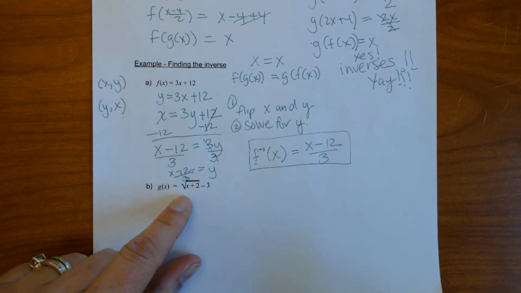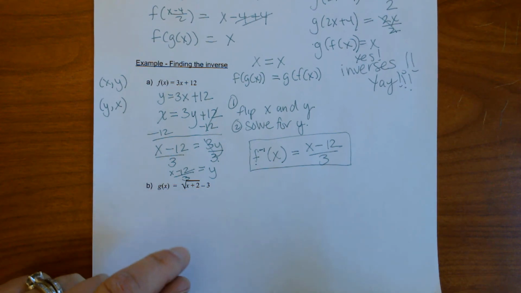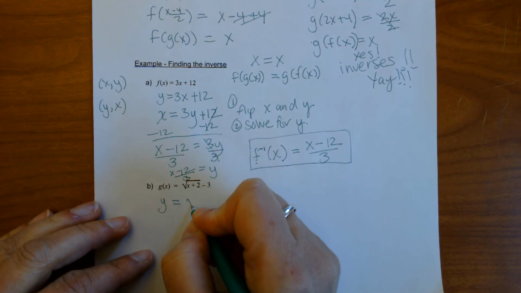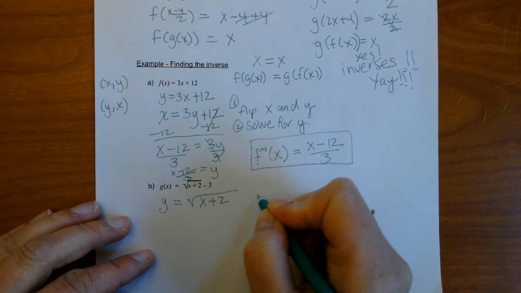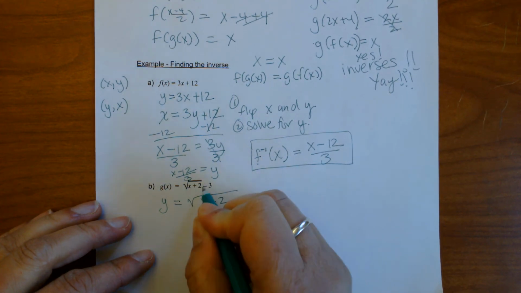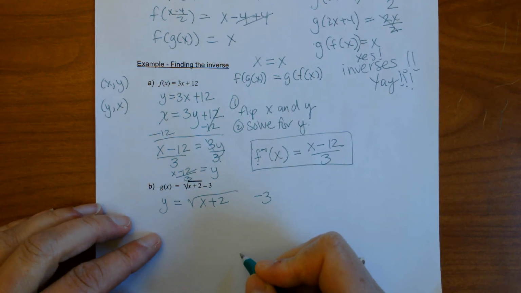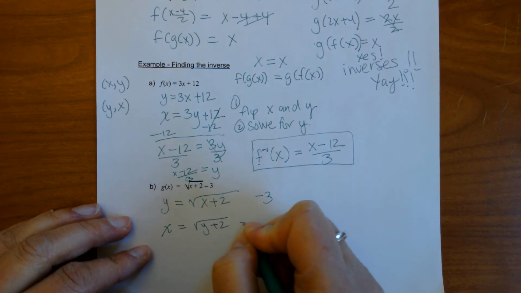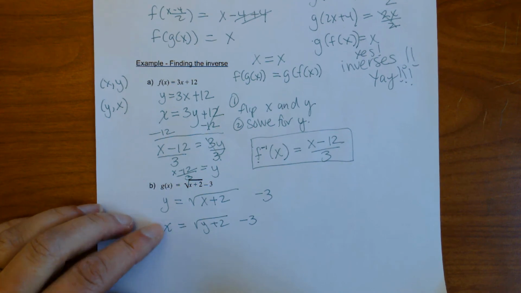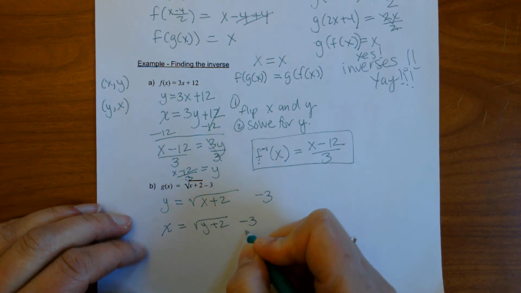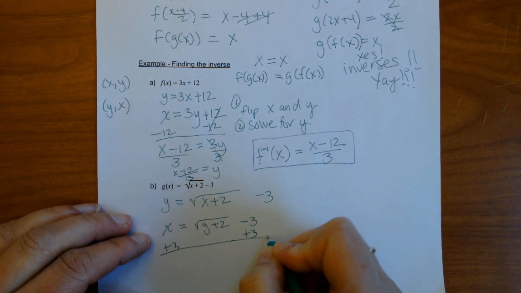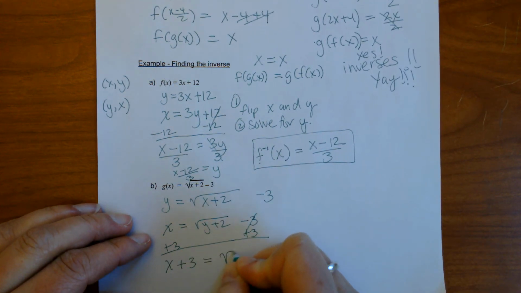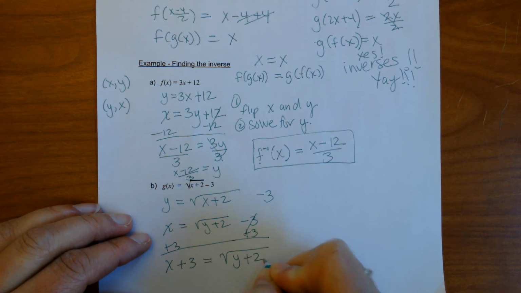g of x equals the square root of x plus 2 minus 3. Let's rewrite this as y equals the square root of x plus 2 minus 3. Make sure that minus 3 stays away from that square root symbol. Again, let's exchange x and y. Okay, exchanged x and y. Now let's add 3 to both sides. Let's move that 3 over because it's just hanging out there. Rewrite x plus 3 equals the square root of y plus 2.